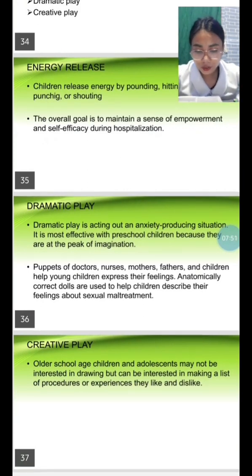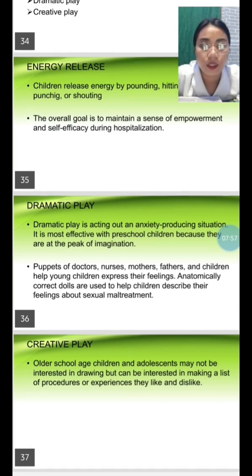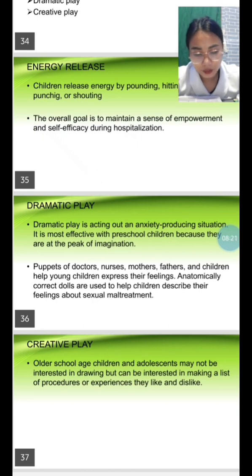For dramatic play, it is acting out an anxiety-producing situation. It is most effective with preschool children because they are at the peak of imagination. Puppets of doctors, nurses, mothers, fathers, and children help young children express their feelings. Anatomically correct dolls are also used to help children describe their feelings about sexual maltreatment.